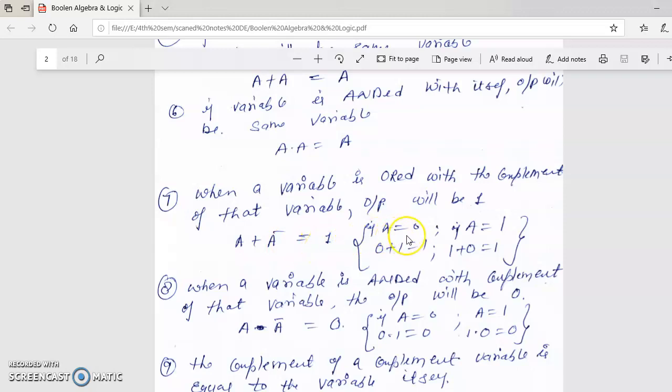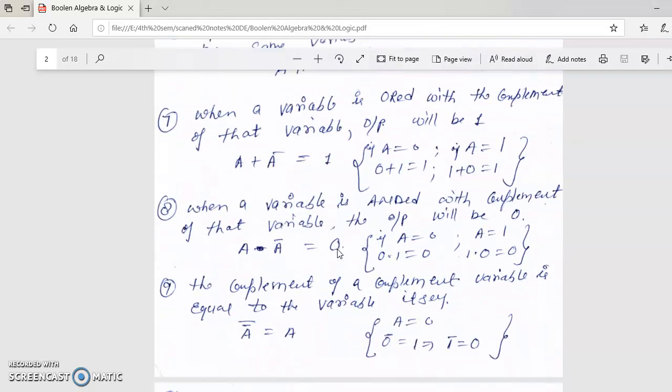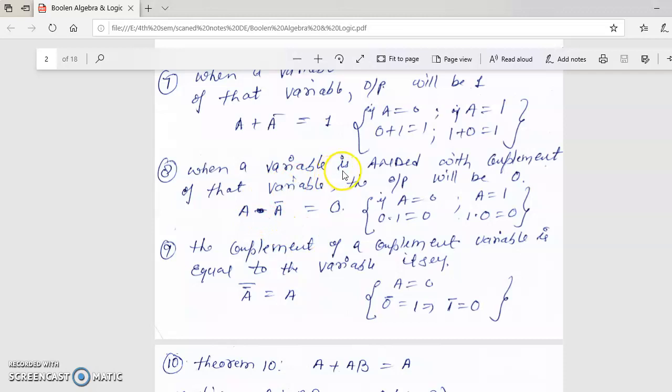कैसे? If a equal to 0, then a bar equal to 1. 0 plus 1, we get 1. If a equal to 1, means 1 plus 0, we always get 1. Hence proof. When a variable is ANDed with the complement of that variable, the output will always be equal to 0.